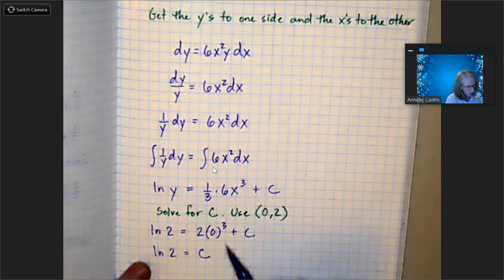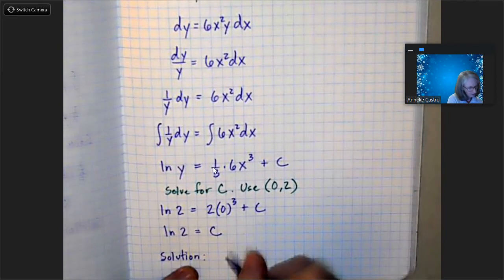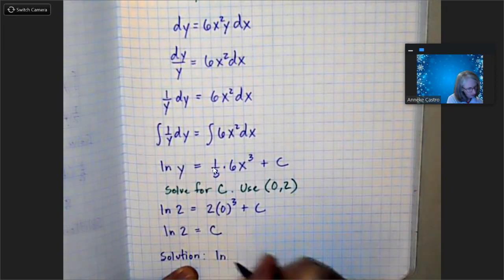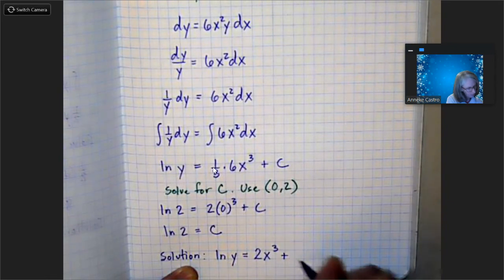All right, so I'm going to go ahead and put that back in. So where am I right now? I now have my solution, and we're not done, by the way. My solution at present is natural log of y is equal to, remember 1/3 of 6, that's 2, so 2x cubed plus c, which is the natural log of 2.